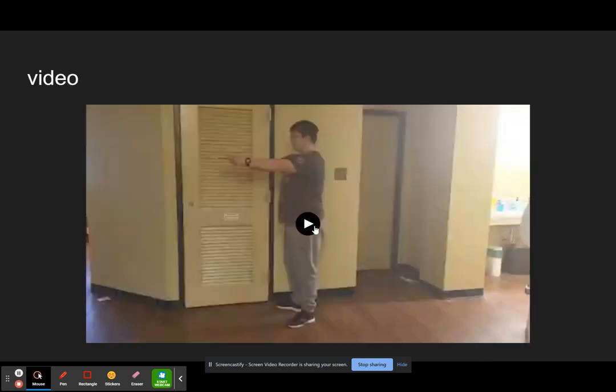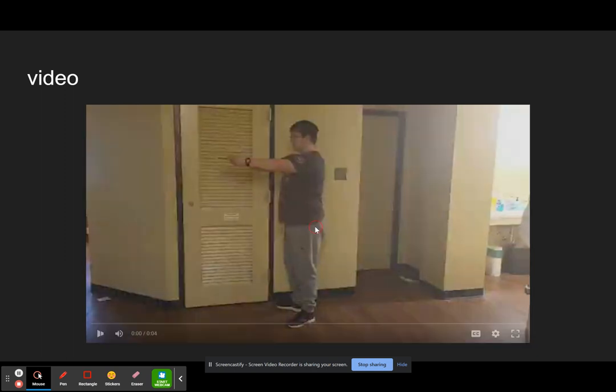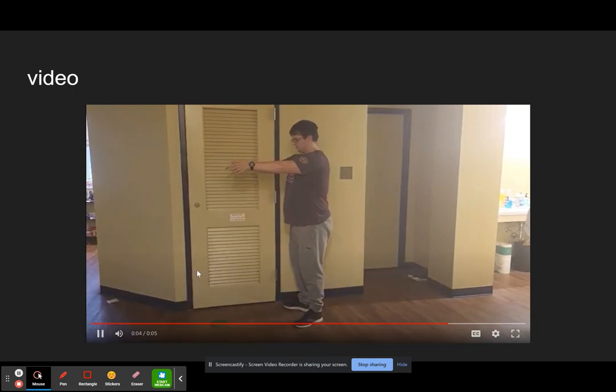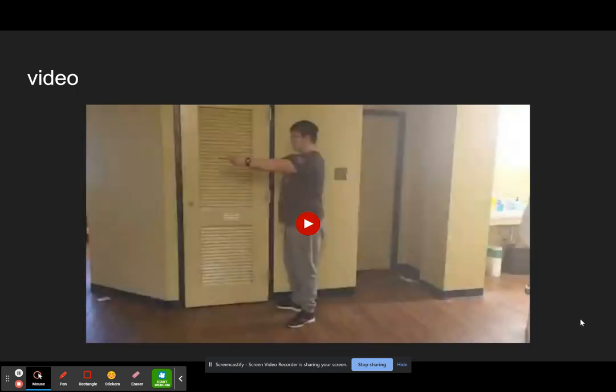So here we have the video of me dropping the plate. See, it falls very fast, but not as quickly as a ball would because it has a decently high drag coefficient.